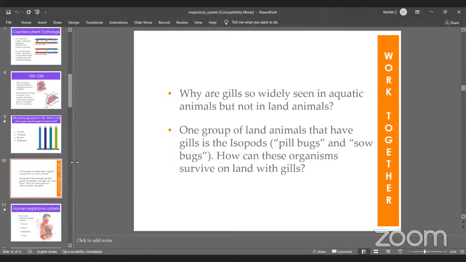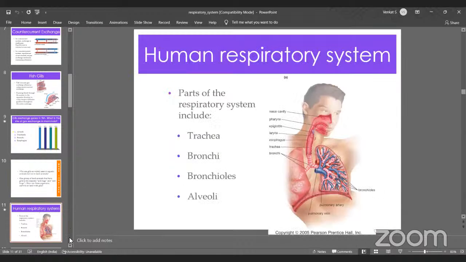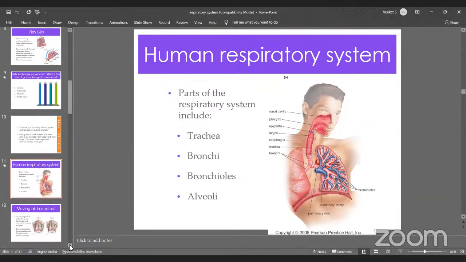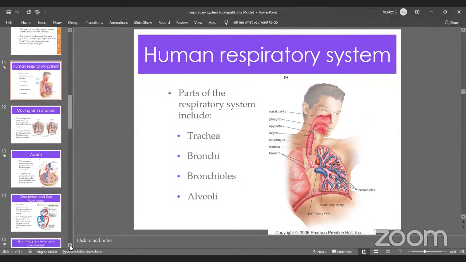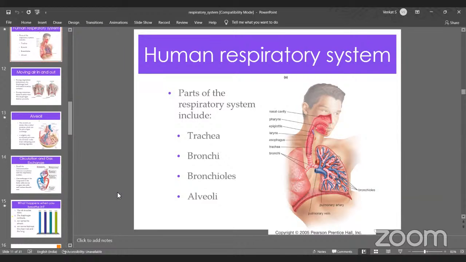Why are gills so widely seen in aquatic animals but not in land animals? One group of land animals that have gills is the isopods, meaning pill bugs and sow bugs. How can those organisms survive on land with gills? Now observe the human respiratory system. See this diagram.